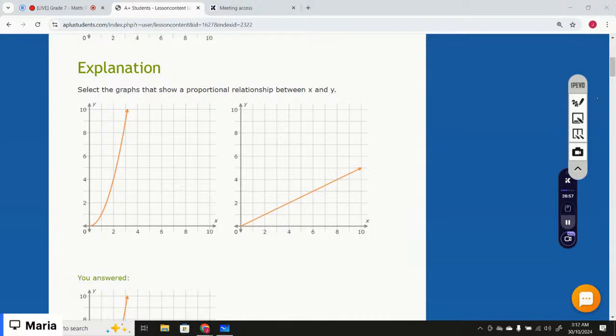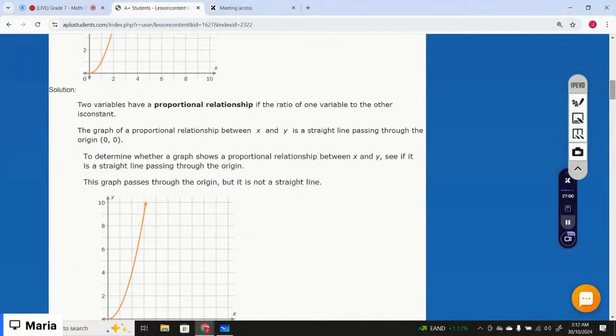Why? In a proportional relationship between two variables, the ratio of one variable to the other is constant. The graph of a proportional relationship between x and y is a straight line passing through the origin (0, 0), right? To determine whether a graph shows a proportional relationship between x and y, see if it is a straight line passing through the origin. So that is the important thing. It must be a straight line and pass through the origin. That means that is the graph of the proportional relationship. Got it?